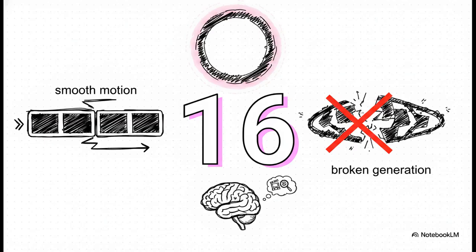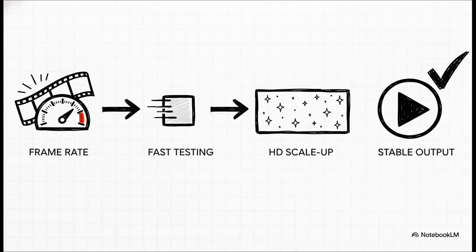Pushing this model up to 24 frames per second will completely break your generation, and you'll be left with heavily blurred, totally unusable video. For clean, crisp motion, you've got to stick to 16 FPS. Let's lock in the rest of those technical specs.